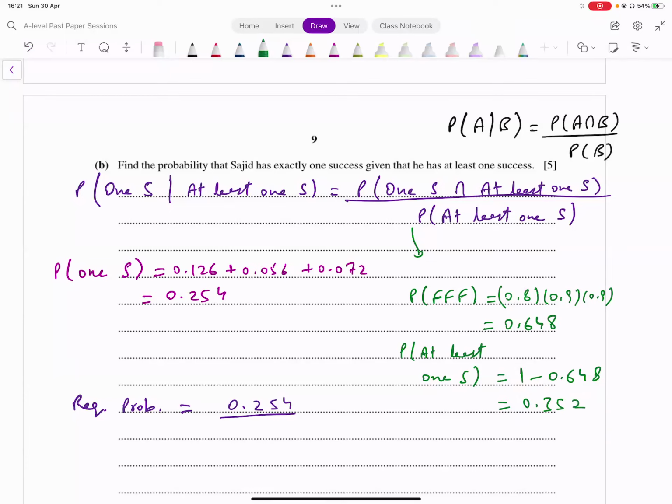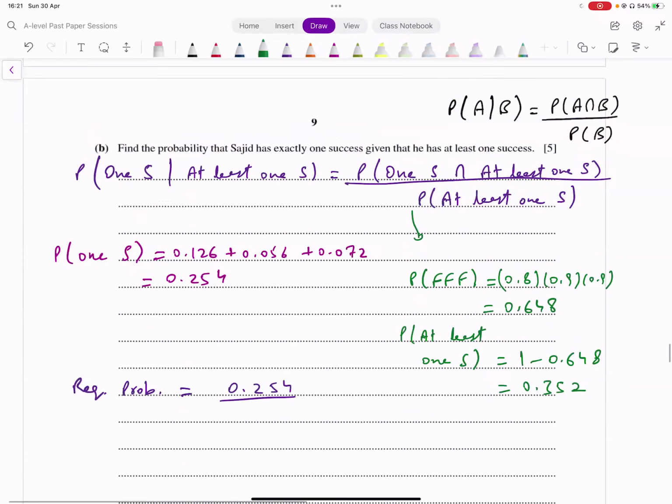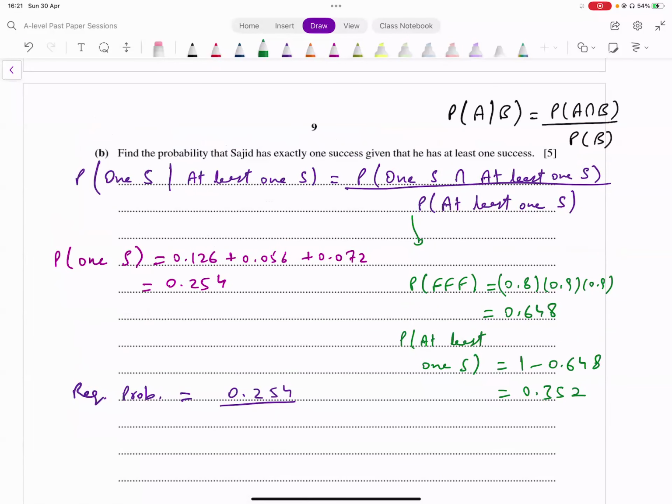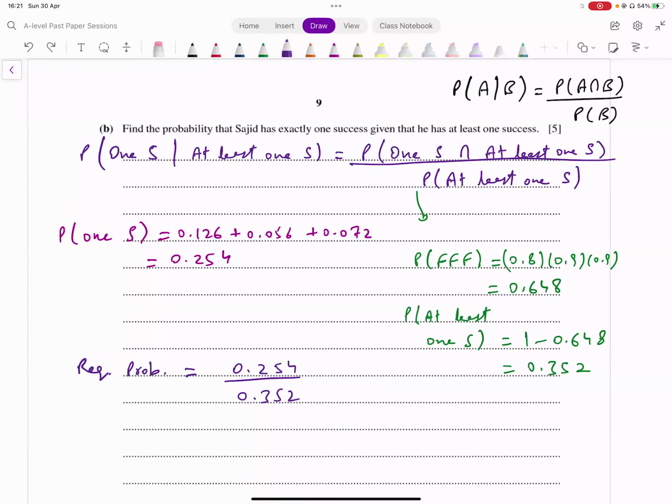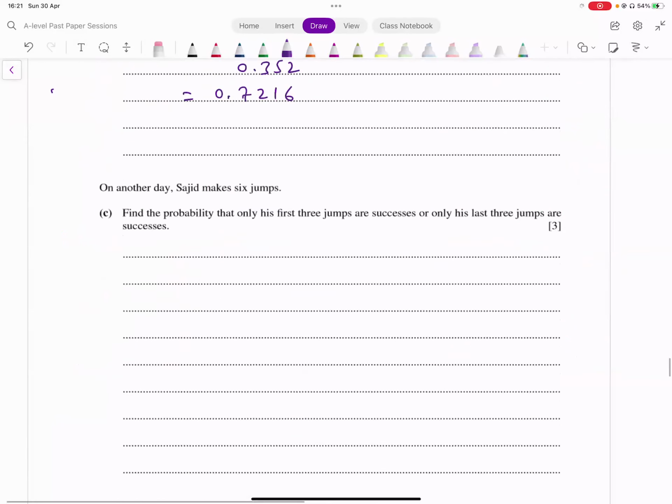I think I need to go back to sleep and then do something again. This should have been 0.352 instead of 0.358. So 1 minus 0.648, this is 0.352 here. Okay, let's see what that turns out to be. This is giving me 0.7216, and that is what your final probability should be. Okay, all right. So that was part B. Let's look at the next one.